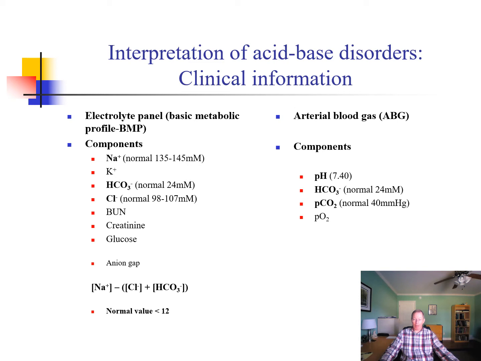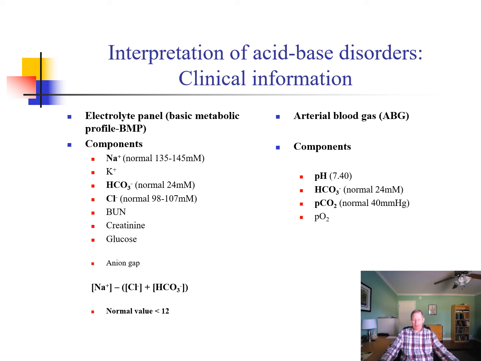So let's go to how we interpret the data. Any type of acid-base disorder will start with an arterial blood gas. And there are several components of this. The ones that are pertinent to acid-base are the pH, which normally should be 7.40 for an arterial blood sample, bicarbonate, which normally should be 24 millimolar, and PCO2, which should be 40 millimeters of mercury. There's also a PO2, but that does not play any role in acid-base chemistry. Note that if this were a venous blood gas, these values would be slightly different.